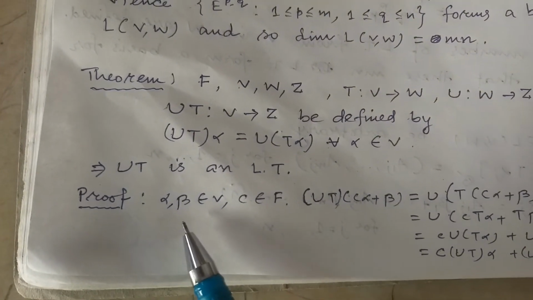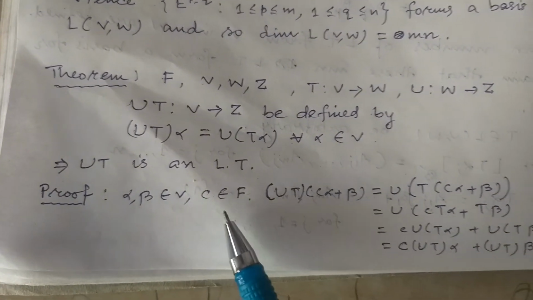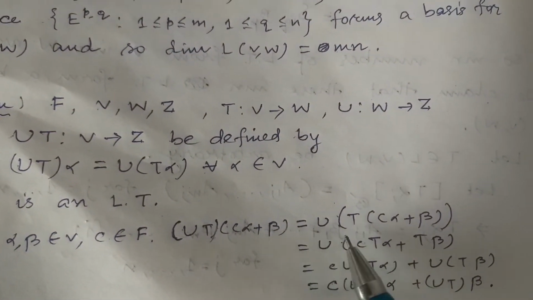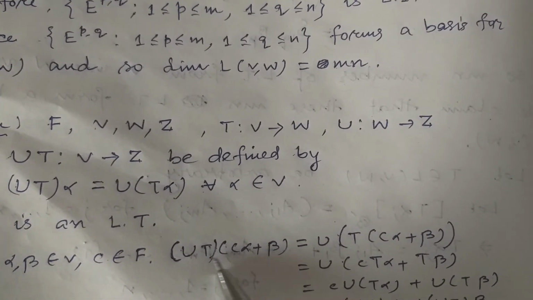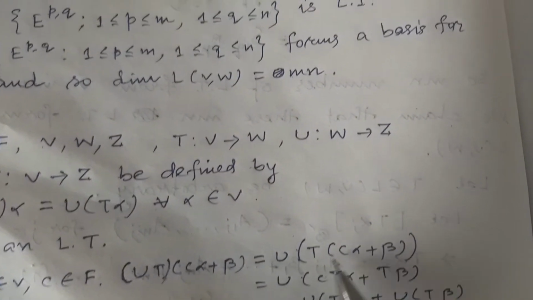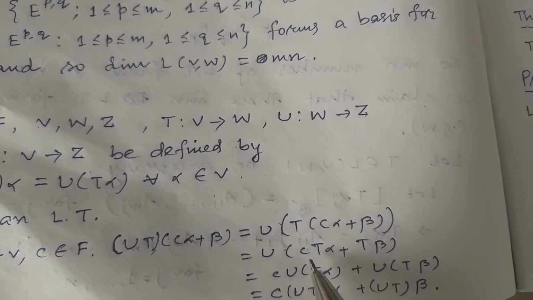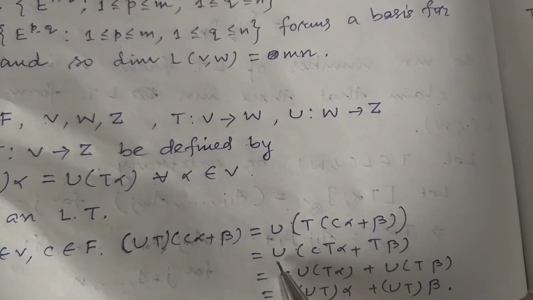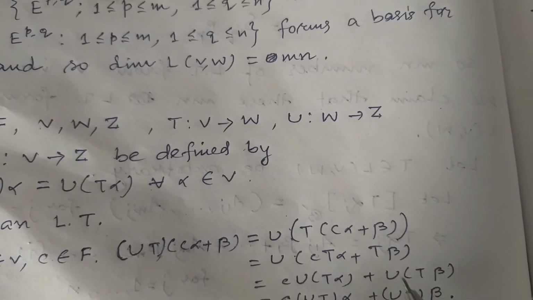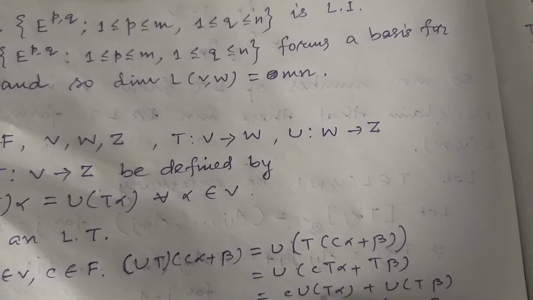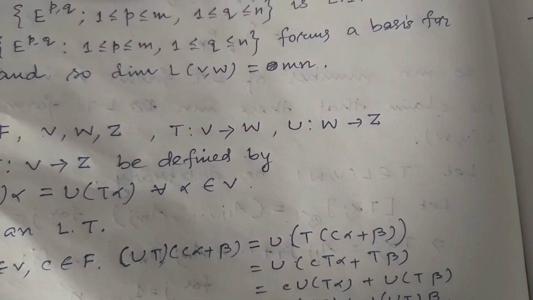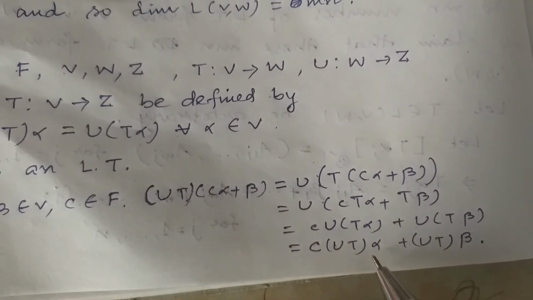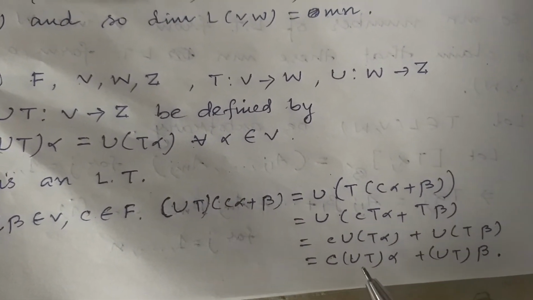Let me do it here. Let alpha, beta be 2 elements in V and C be an element of F. Then UT of C alpha plus beta equals U of T of C alpha plus beta. Now T is a linear transformation, so this is equal to C T alpha plus T beta. Again U is a linear transformation, so this is equal to C into U of T alpha plus U of T beta. Again U of T alpha means UT of alpha, UT of beta. So this equal to this means UT is a linear transformation.